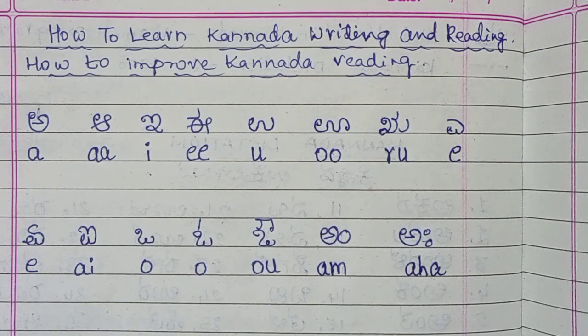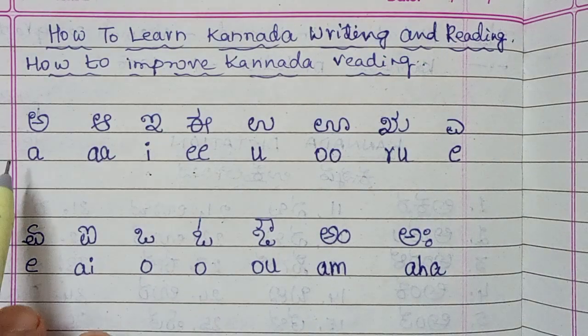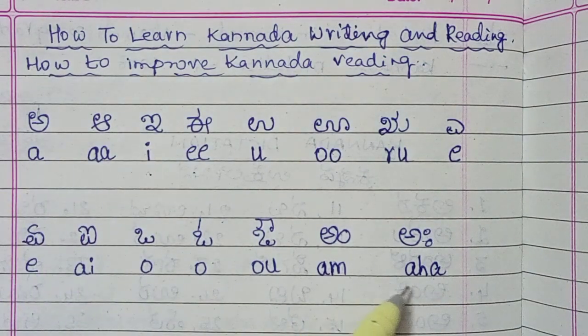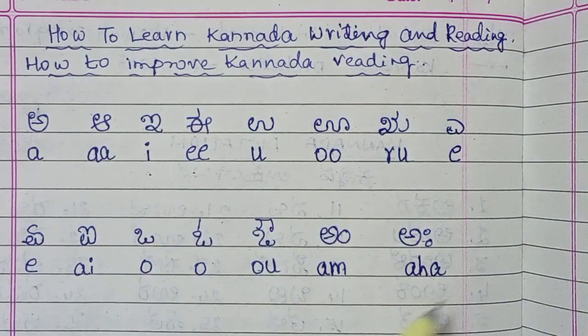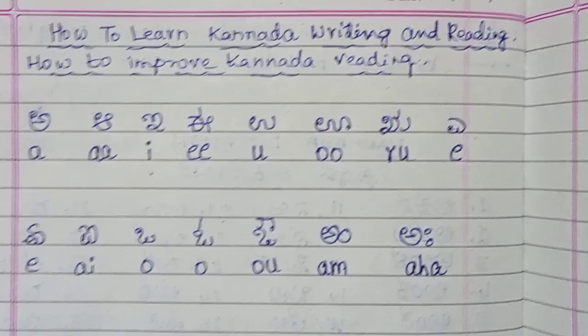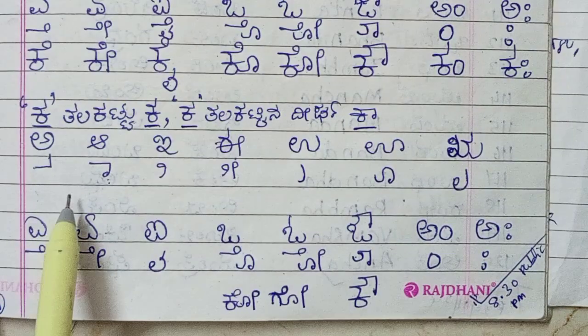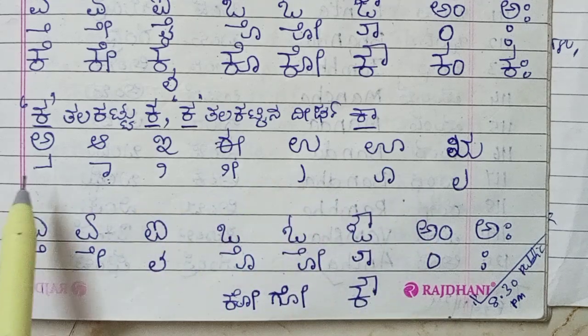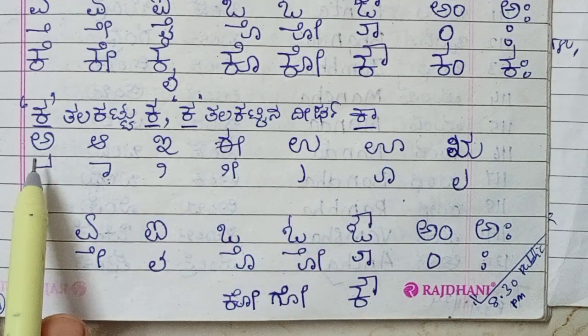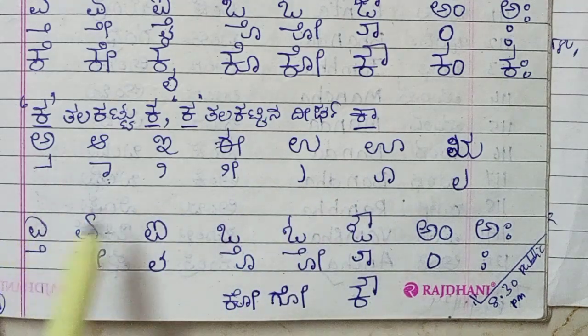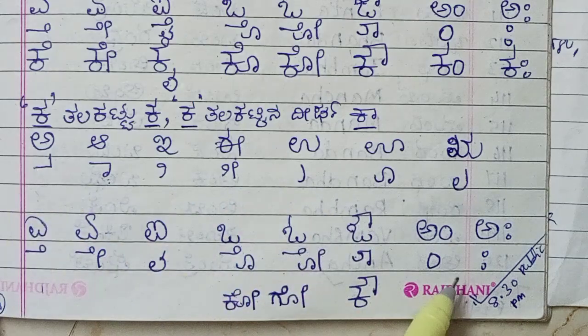See, for that you must know the vowels of the Kannada alphabet. As in English you have A, E, I, O, U, 5 vowels, but in Kannada you have 13 vowels and 2 yogavahas, anusvara and visarga. If you know about these things, you can learn Kannada reading and writing easily. You must know these signs of the Kannada alphabet, that is swara chihnegalu, from A to Aha.